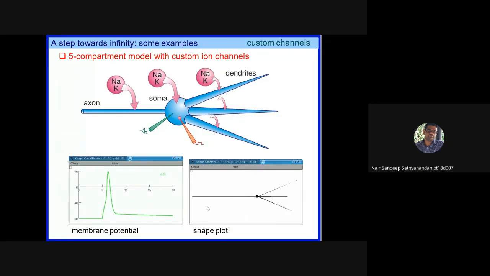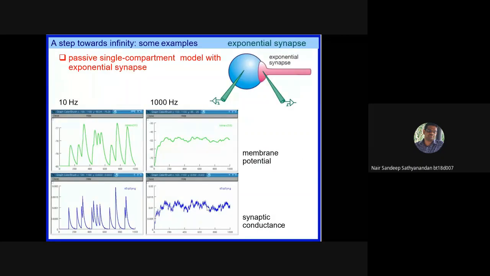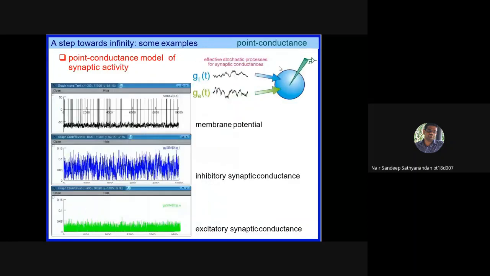I'll skip this one. This is again membrane potential. We can also observe the synaptic conductance, and that defines the type of synapse. Here it is an exponential synapse. So when you are transmitting from one neuron to another, you can mention the mode of the synapse, whether it is exponential or whatever it is. You can also configure the synaptic transmission to be excitatory or inhibitory.